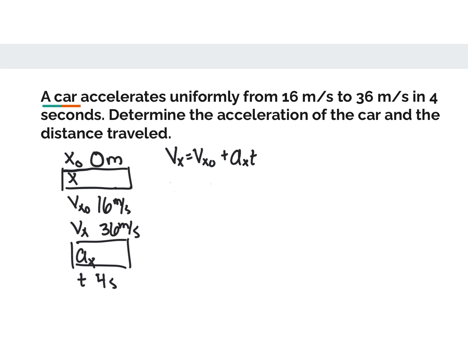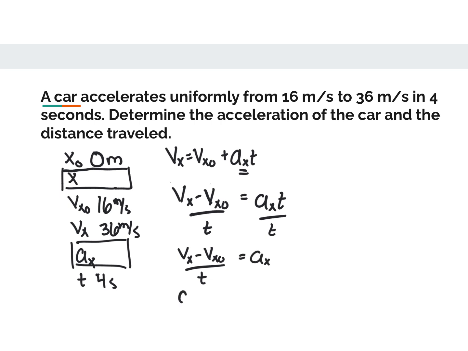Okay, I'm trying to isolate acceleration. So first I'm going to subtract initial velocity from each side. Then I'm going to divide both sides by t. And I've solved for the unknown I'm looking for. So acceleration is going to be 36 meters per second minus 16 meters per second divided by 4 seconds. Here's another one I can do in my head. 36 minus 16 is 20. 20 divided by 4 is 5 meters per second squared.